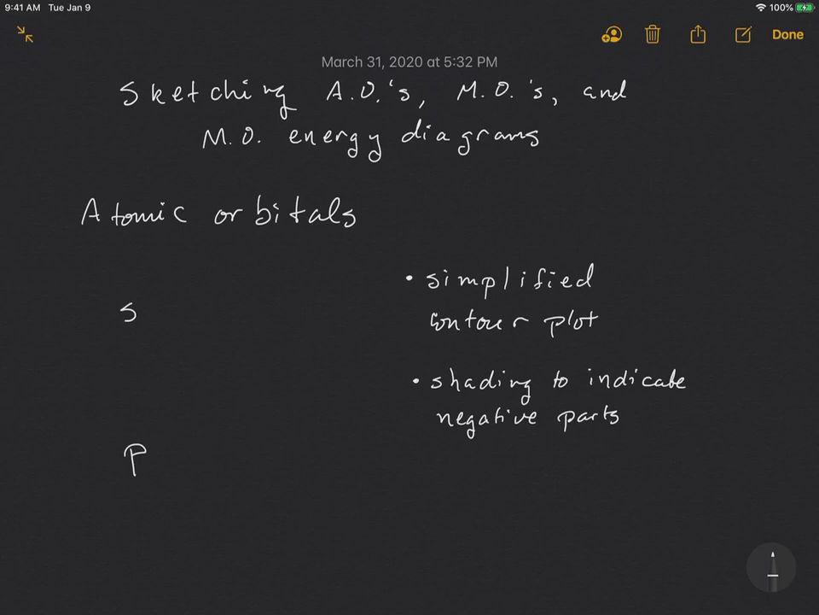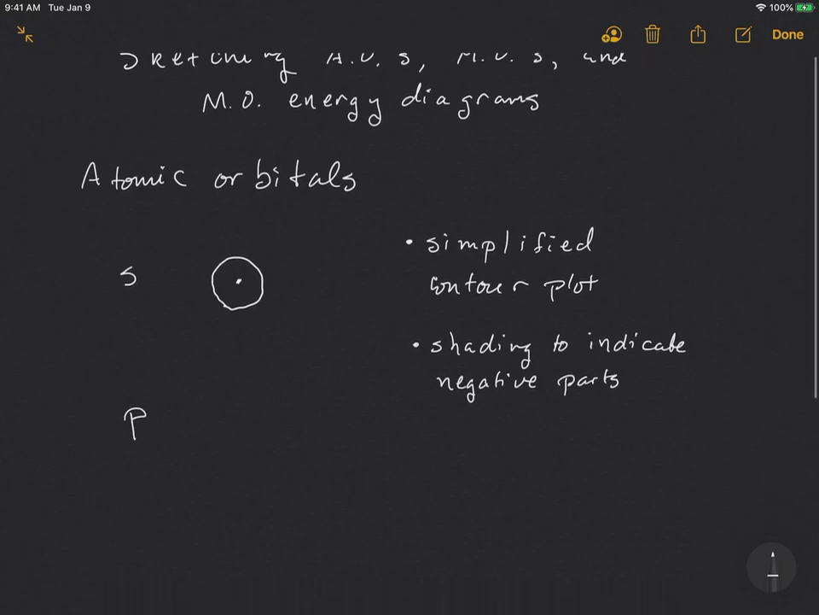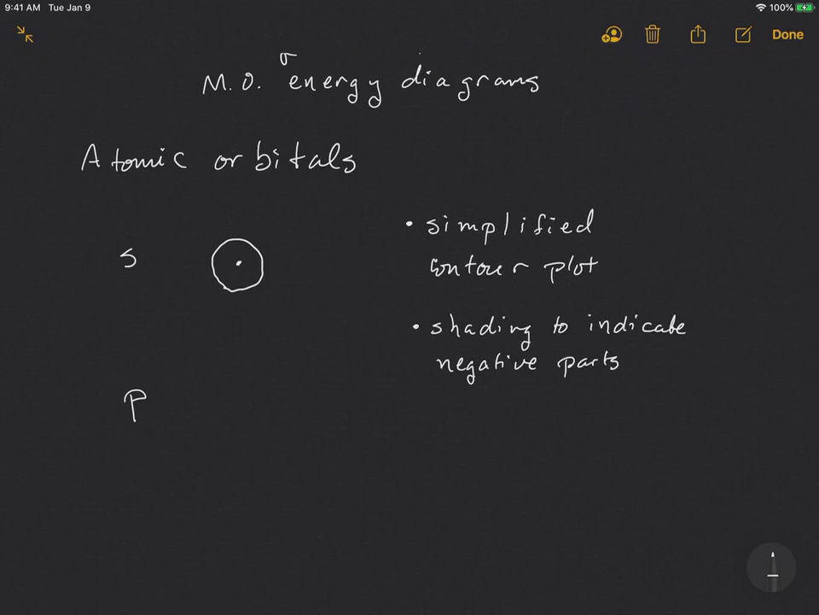So for an s-type orbital, we can just represent the orbital with a circle, with a single contour around a darkened point that indicates the position of the nucleus. For p-type orbitals, there's some directionality. So sometimes they're going to be sketched, say, along this axis, again with a darkened point in between, and the negative lobe can be represented using shading.